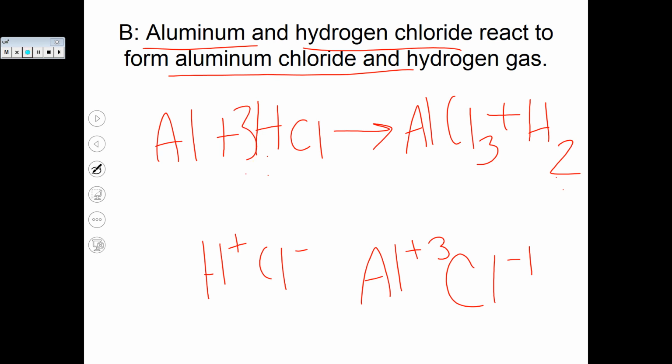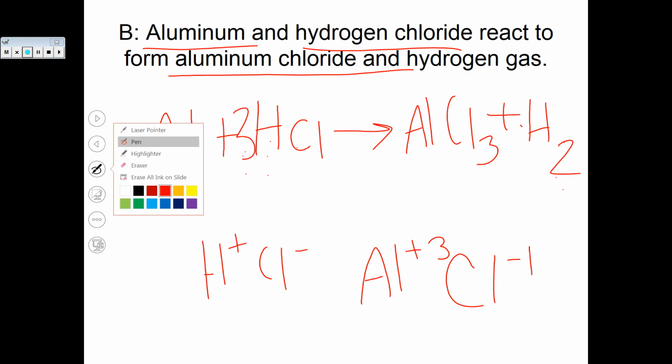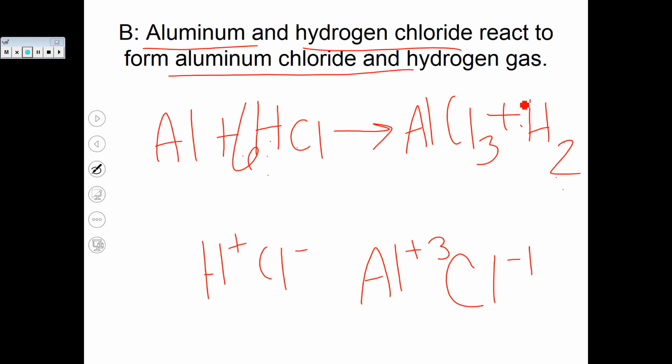Ooh, I can already tell that that's not going to work. Let's go ahead and balance the hydrogens. So if I put a 3 here, that makes 3 hydrogens here, 2 here. I can't do a 3 and a 2. I'm going to have to do 6. So I'm going to erase this guy, and I'm going to put a 6 here and a 3 here to balance the hydrogens. I'm going to put a 2 here to balance the chlorines, and I'm going to put a 2 here to balance the aluminums.